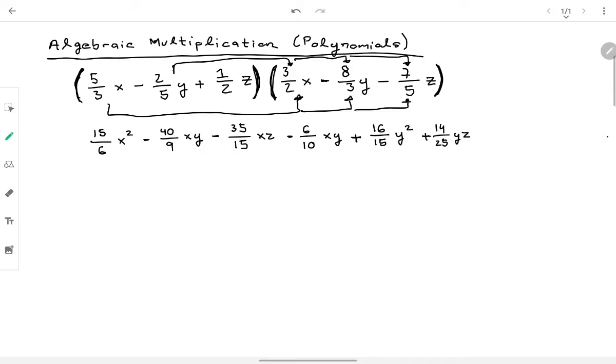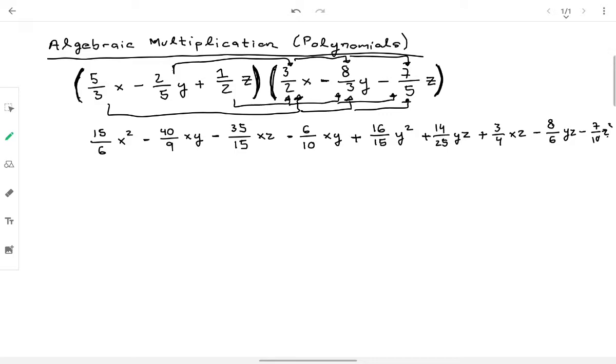And finally, we're doing the same with the third term, multiplying by the first one, multiplied by the second one, and also multiplied by the third one. So it will be plus 3/4 of xz. It will be minus 8 over 6 yz. And finally, minus, it will be 7/10 of z squared.